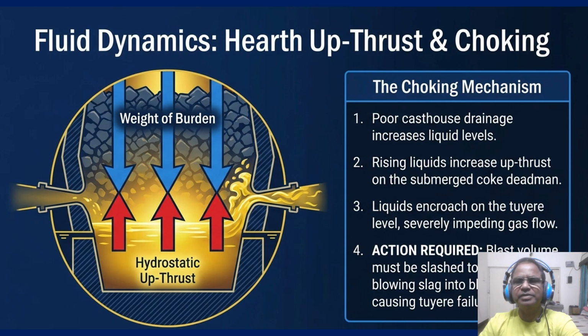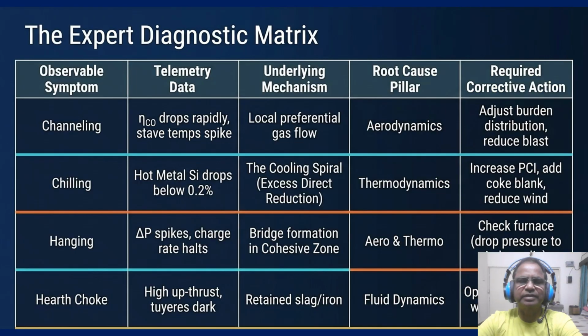To manage this complex interaction, we use a structured diagnostic matrix to bridge symptom to action. And our next slide is addressing this expert diagnostic matrix. So this is your cheat sheet for the floor. Let's break down the 4 rows. For channeling, your telemetry shows dropping; the root cause is aerodynamics, and your action is adjusting burden distribution. For chilling, you see silicon dropping below 0.2%. This is thermodynamics, and you need a coke blank immediately.